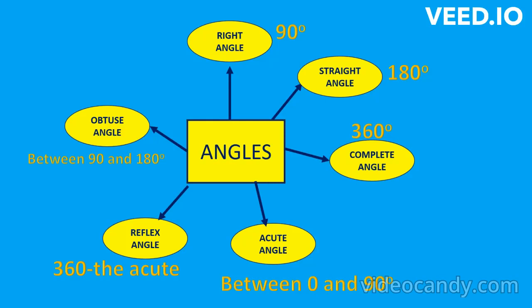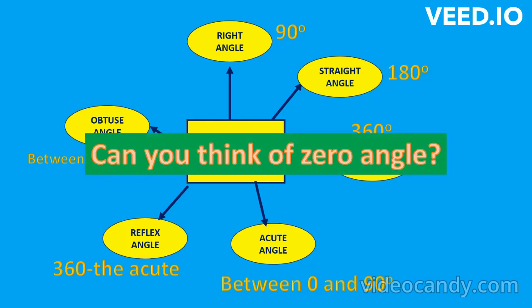We have also learned about acute angle, which is an angle between 0 and 90. We have learned about a reflex angle, which is 360 degrees minus the acute angle. This angle is always greater than 180. We also have learned about obtuse angle, which is between 90 and 180. So can you think of what a zero angle is? This is a question for you.